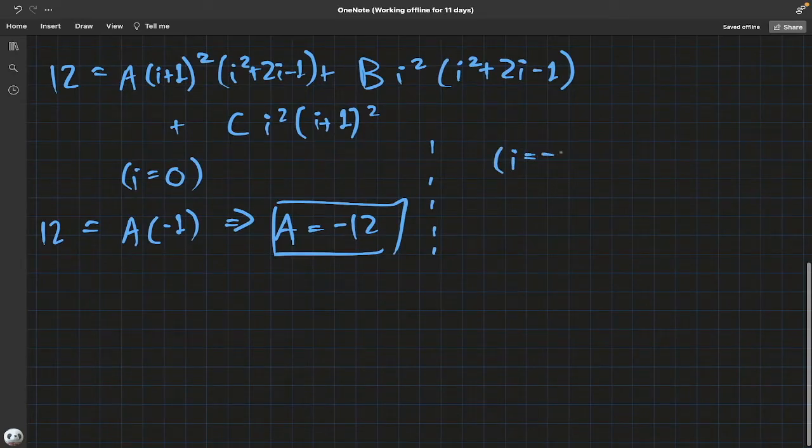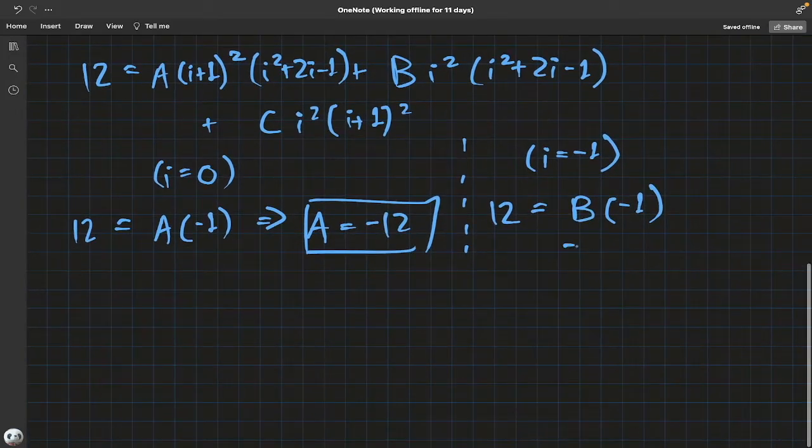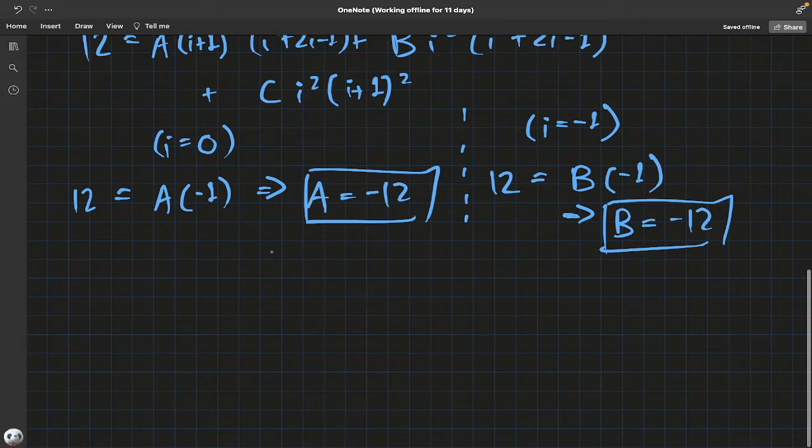Now i equals negative 1. Doing that, all these A and C will go away because they have i plus 1 over there. B, and 12 remains the same. We'll have a negative 1. So this just means that B is negative 12. There you go. Nice. So far so good.